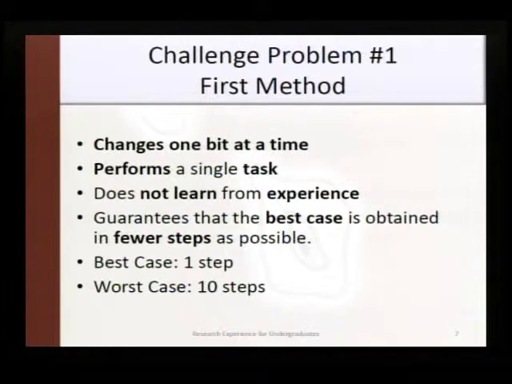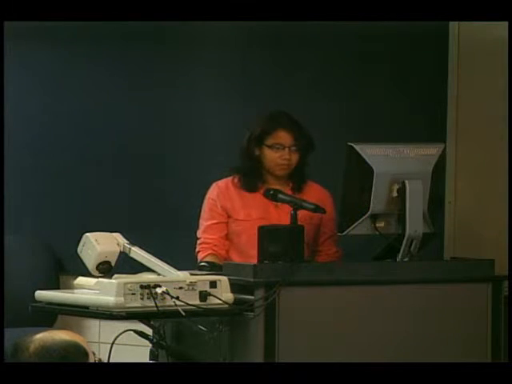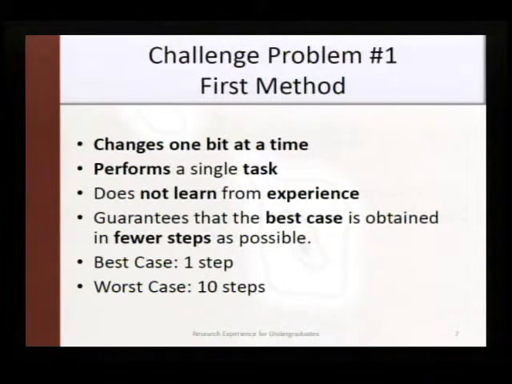I have two methods to solve this problem, and the first one just changes one bit at a time. The strategy that this method follows doesn't change based on the feedback it gets. It will just tell you that you have reached the right answer, but nothing else. It will follow the same steps in each case, no matter what the feedback is. From this method, the best case is 1 step and the worst case is 10 steps.